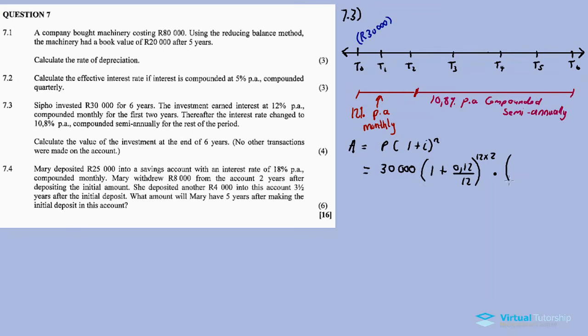This is multiplied by the interest rate change for the remaining number of years, which is 1 plus 0.12 divided by 2, times how many years? 1, 2, 3, 4. So it's going to be 2, semi-annually, times 4. Usually the multiplier is the exponent because of the compounding period. So how many months in 2 years, and how many semi-annual periods are in 4 years for the next one.